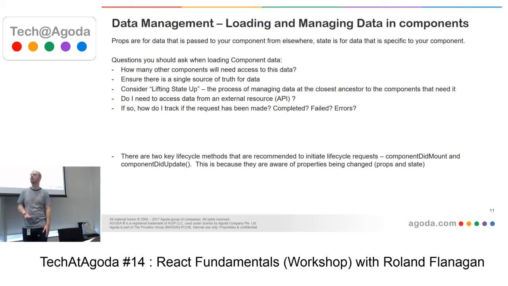So when you're thinking about this lifecycle of where I'm going to initiate data, there are two key lifecycle methods that are recommended to initiate it. And these are componentDidMount and componentDidUpdate. This is because they're aware of properties being changed in props and state. And what it means is you can load your properties in. If you're going to load your properties, instantiate them in state, and store them back directly, you don't want them to keep triggering every time you change one value, everything else. You want to catch it at the last point and then rerun your verification down the pipeline.